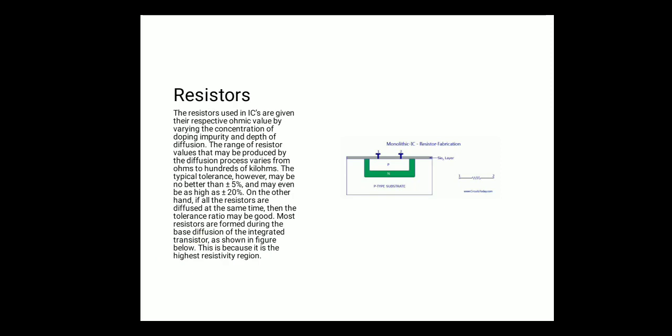Let's go to the resistor. Resistors are mostly given an ohmic value by varying the concentration of the doping impurity in them. The resistance may vary from several ohms to several hundred kilo ohms, and their tolerance may usually be plus or minus 5% to plus or minus 20%.